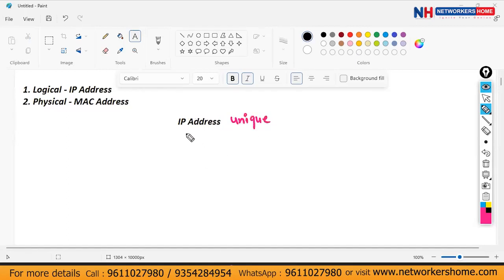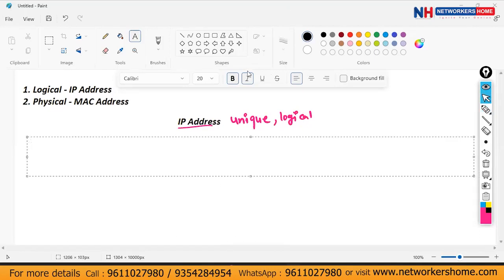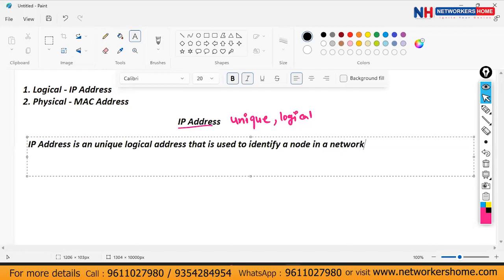Then what kind of address is IP address? It is a logical address. Okay. So if you want to define your IP address, and why address is used to identify? An address is used to identify. So you can define IP address is a unique logical address that is used to identify a networking device or a node in a network. This is how you can define your IP address.